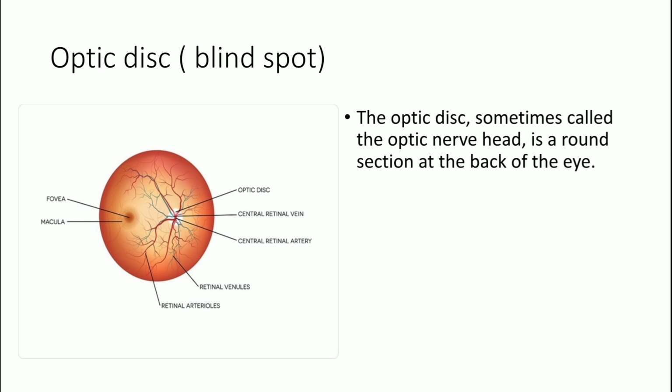Optic nerve fibers. The axons of about 1.2 million retinal ganglion cells converge at the optic disc to form the optic nerve. The optic nerve fibers exit the eye through the lamina cribrosa, which is a collection of connective tissue plates. The optic nerve enters the skull through the optic foramen.